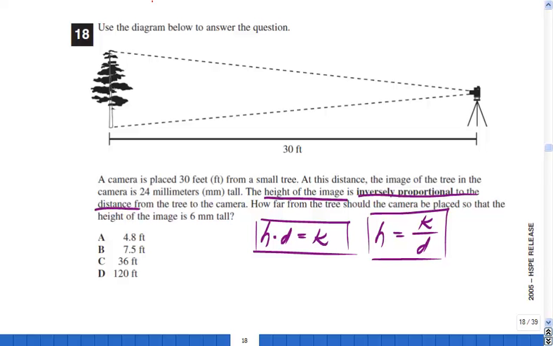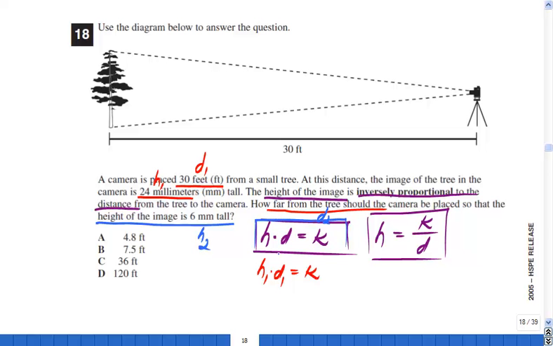And you have the first distance, 30 feet, and the first height, 24. That's, let's say, d1. This is height 1. So I know d1 times height 1 is equal to k. Height 1 times d1 equals k. And now I'm looking at the question. It says, how far from the tree? This is your second distance. Can the camera be placed so that the height of the image is 6 millimeters tall? And this is your second height.